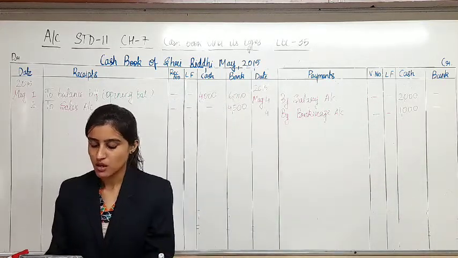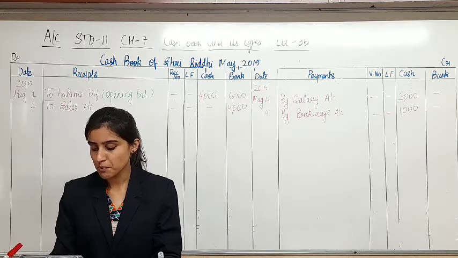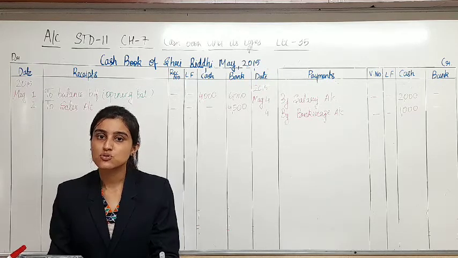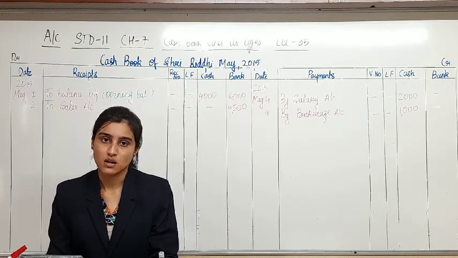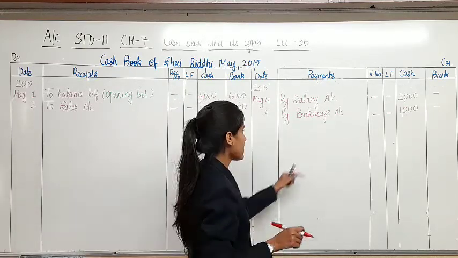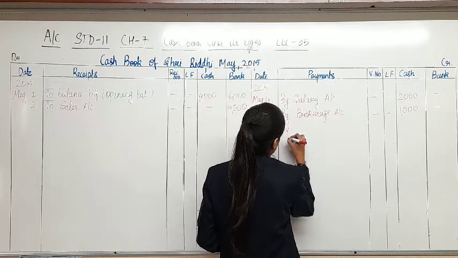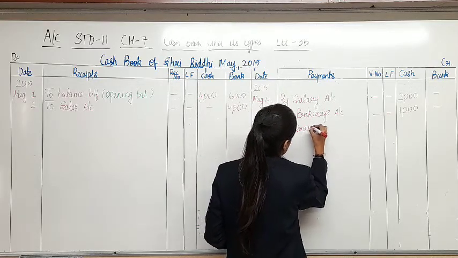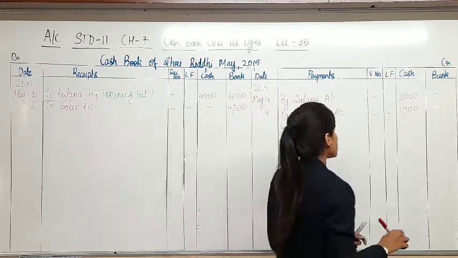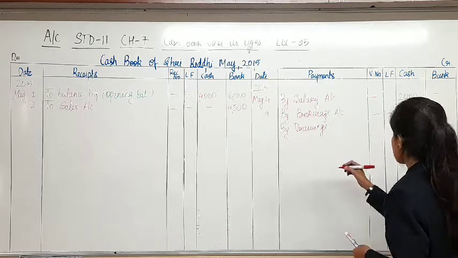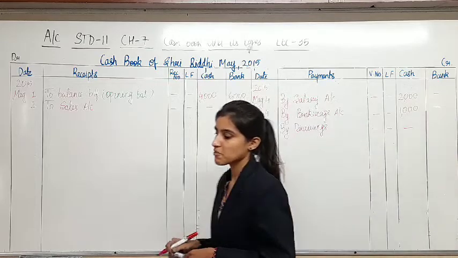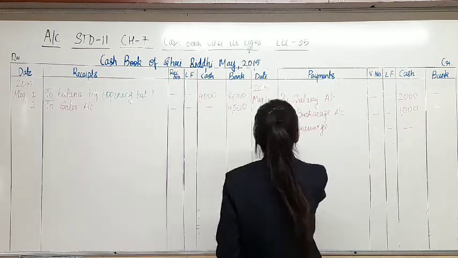Next, on 6th of May, rupees 3,000 withdrawn from bank for personal use. So the journal entry for this is drawings account debit to bank account. Yes, amount is withdrawn from bank, that means on payment side by drawings account. Whenever the amount is withdrawn for personal use, it is written as drawings, yes, and it is withdrawn from bank. So the amount will be written in the column of bank, 3,000 on 6th of May.